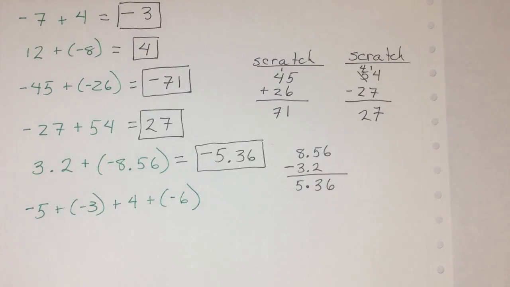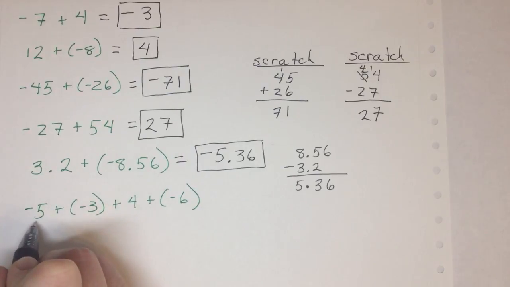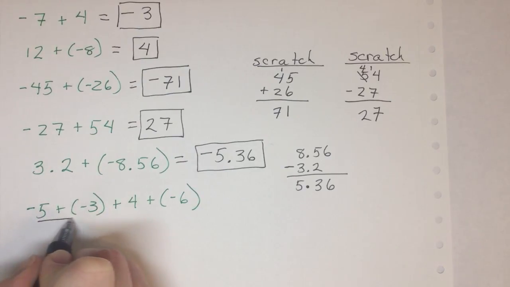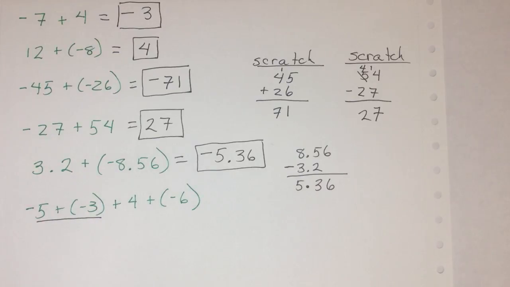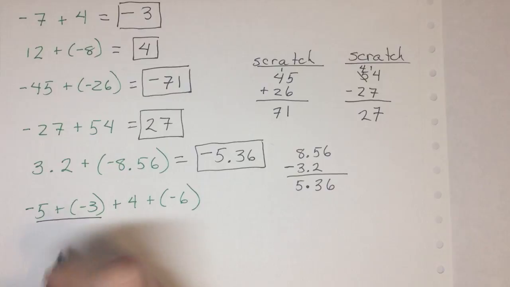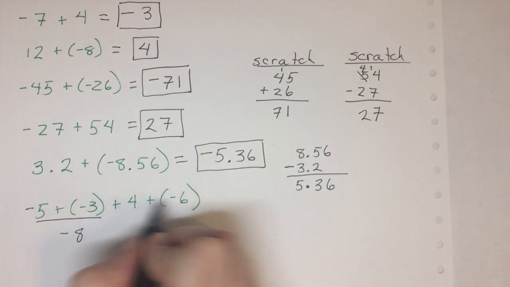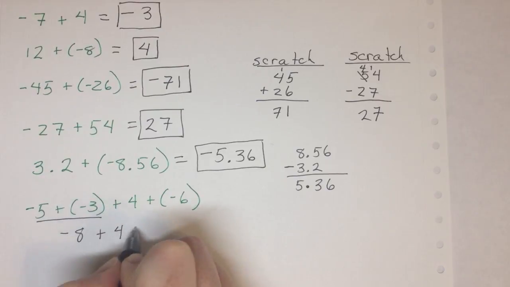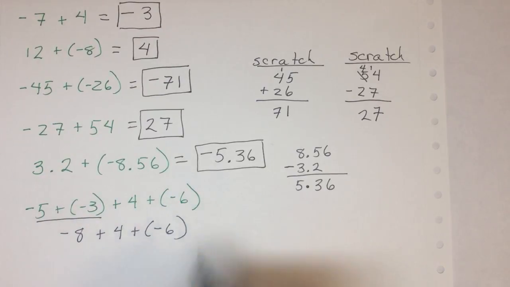We can have multiple steps. Negative 5 plus negative 3 plus 4 plus negative 6. The key, again with algebra, is going to be showing your work and not skipping steps. I'm just going to move left to right. Negative 5 plus negative 3. I owe 5, I owe 3, so I owe 8. I haven't used either of these numbers, so I copy them down. Plus 4 plus negative 6.